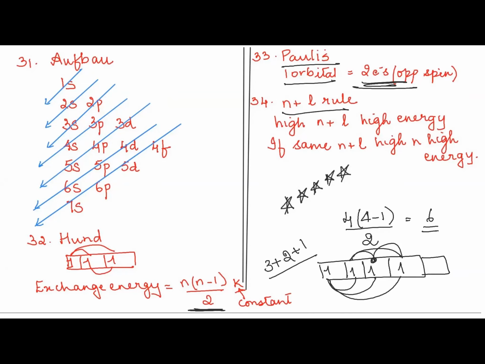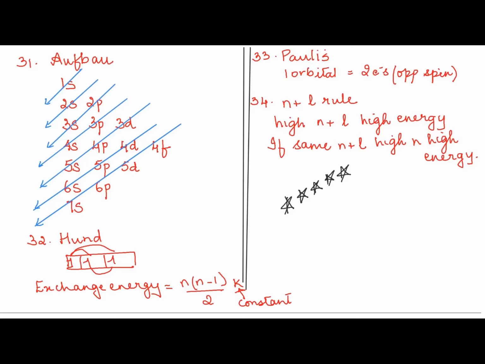The n plus l rule is the most important of all these rules, though it is not very important for PU. It's more important for competitive exams. In fact, I've seen an n plus l rule question being asked at least 3 times in the past 5, 6 years. So the n plus l rule states that the higher the n plus l value, the higher the energy. If it's equal, what does it mean?